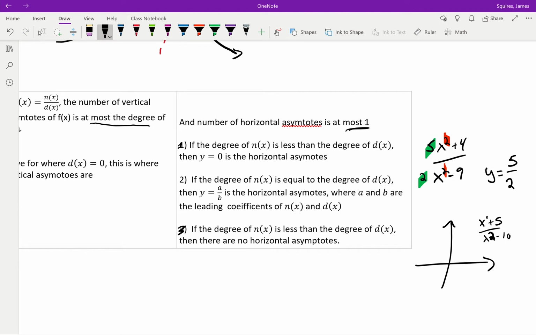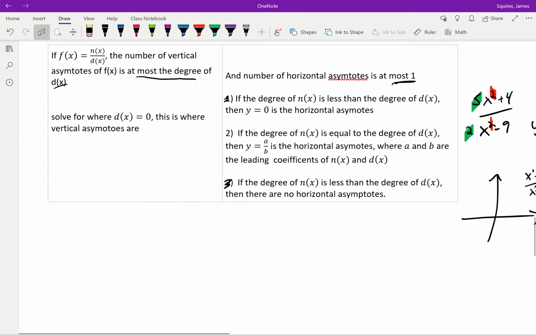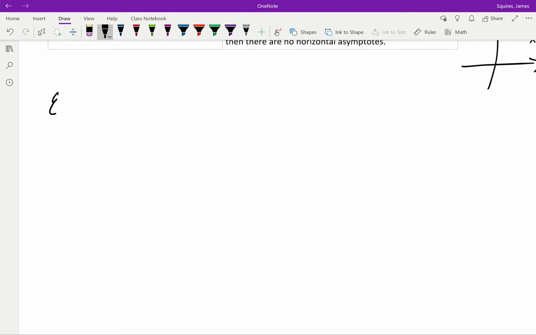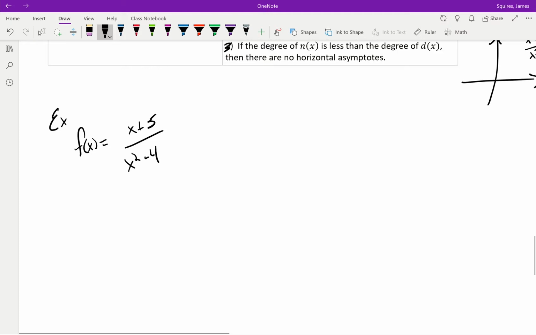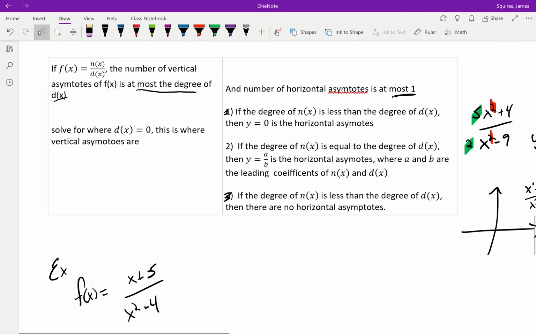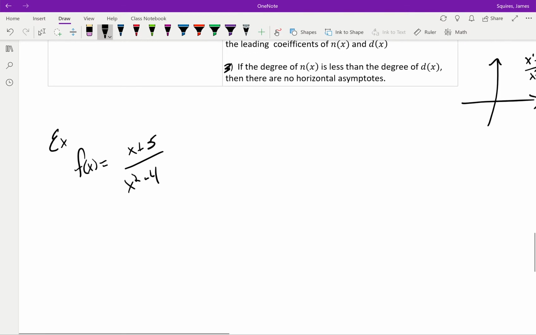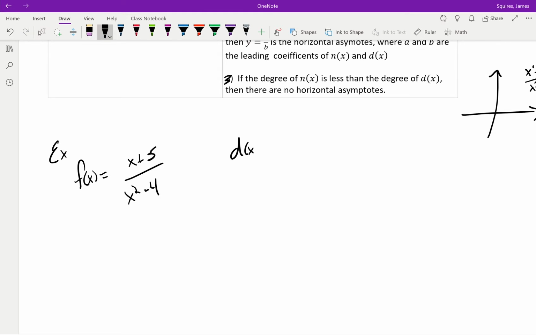So let's look at some examples of rational functions and discuss where there could possibly be vertical and horizontal asymptotes. Let's look at the example f of x equals x plus 5 divided by x squared minus 4. Let's deal with the vertical asymptotes. For the vertical asymptotes, solve for where d of x equals 0, and this will be the values where we have our vertical asymptotes. So d of x in this case is the polynomial of our denominator, x squared minus 4.